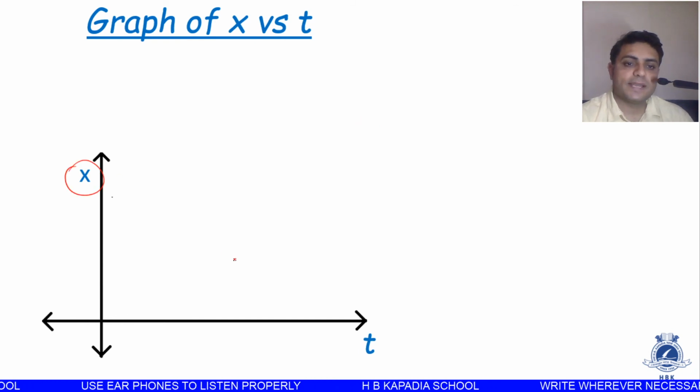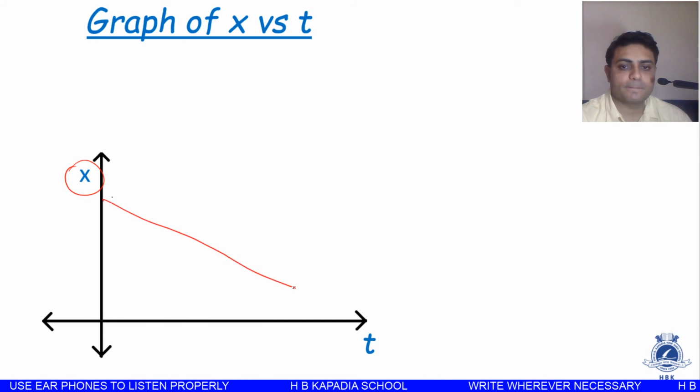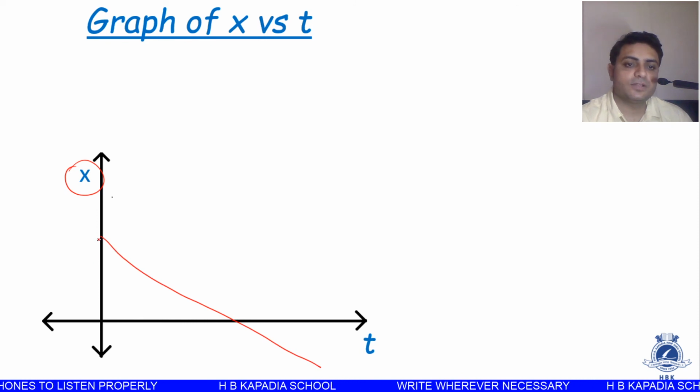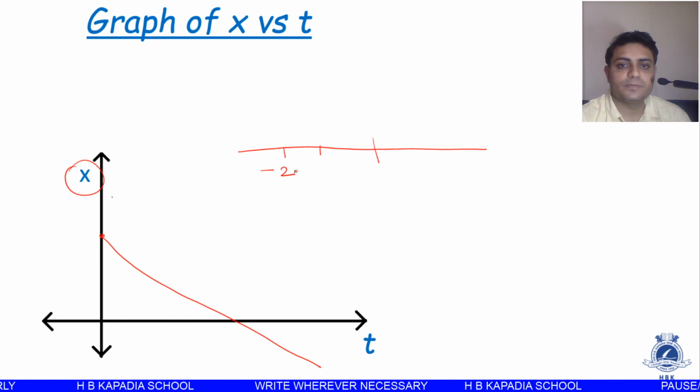Once again, x versus t. What if the graph is like this? So this graph suggests that initially the object is along positive x direction, but as the time increases, the object is moving towards the negative x direction. It means that imagine a person initially at minus 2 meter, this is minus 1 meter, this is 0, 1 and 2.